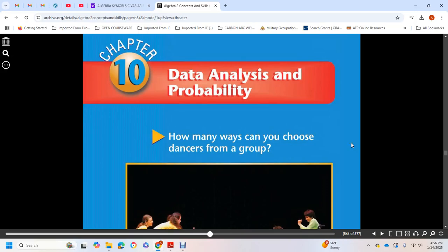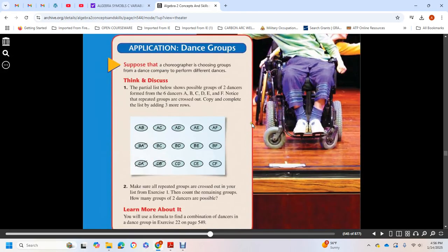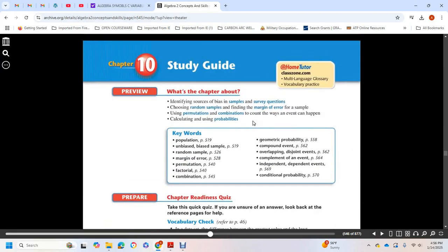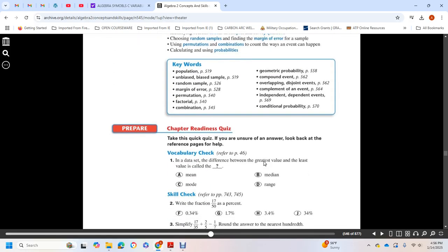Alright, Chapter 10, Data Analysis and Probability. Study Guide. We have the population, unbiased sample, biased sample, random sample, margin of error, permutation, factorial, combination, geometric probability, compound events, overlapping, disjoint, independent and dependent events, and conditional probability.